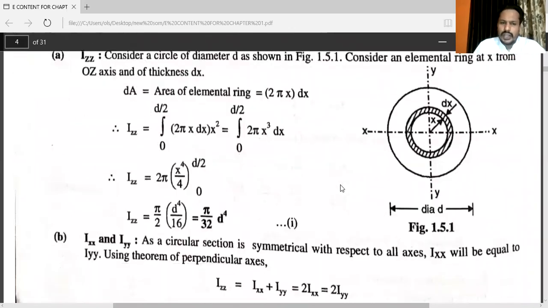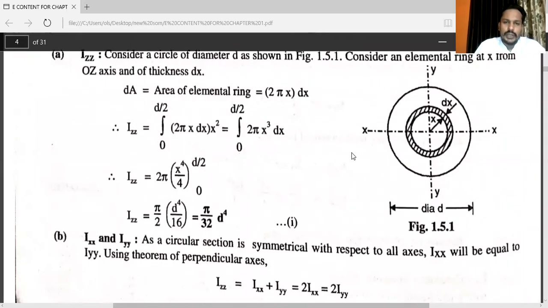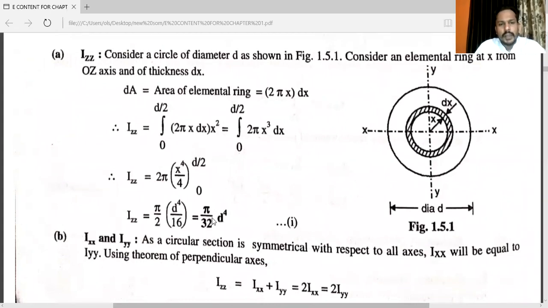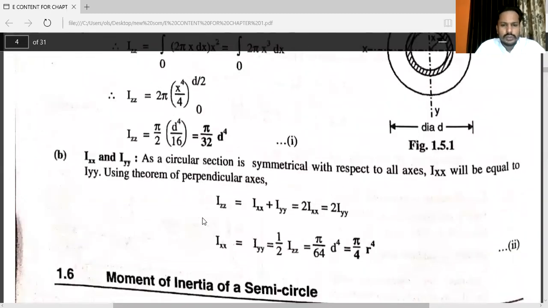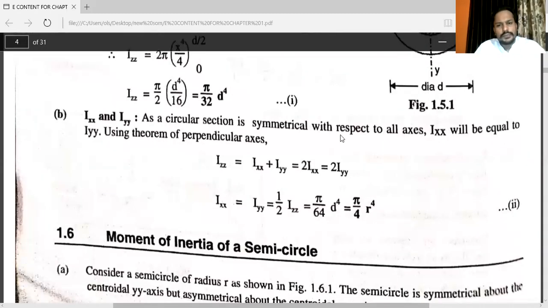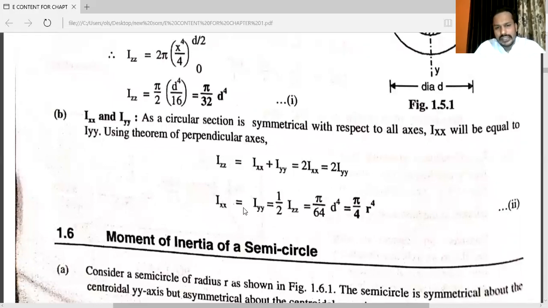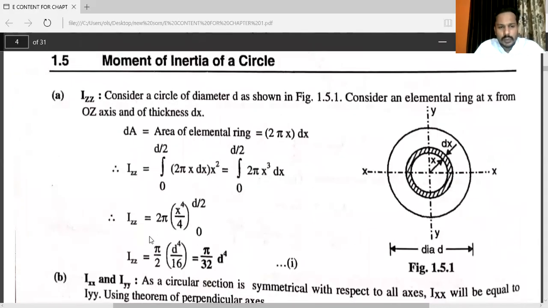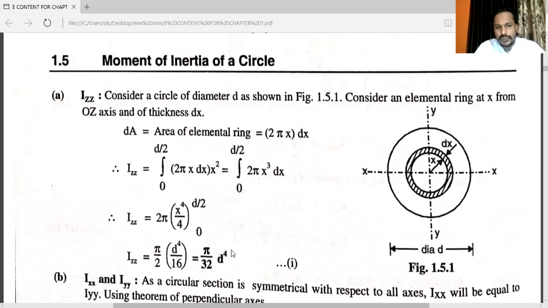Moment of inertia of a circle. Again, the steps are like the moment of inertia of a rectangle. The formula will be pi by 32 d raised to 4. Here you can see Ixx and Iyy is given, that is pi by 64 into d raised to 4. This formula is for Izz, that is pi by 32 into d raised to 4.